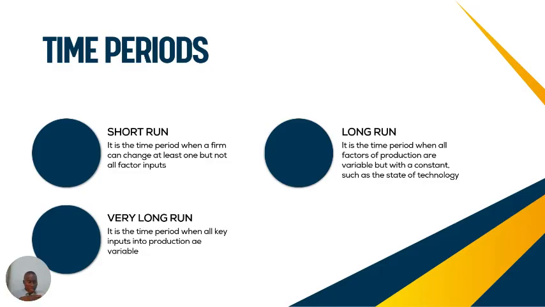Now, what about the very long run? The very long run is the time period when all key inputs into production are variable. What it means is that the key inputs here are both the factors of production and the state of technology. Everything we are using is varying. Do you understand? So that is the very long run.